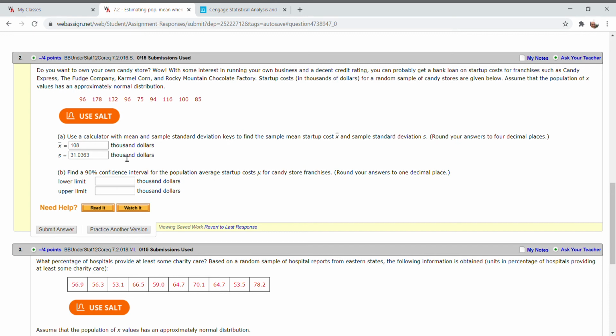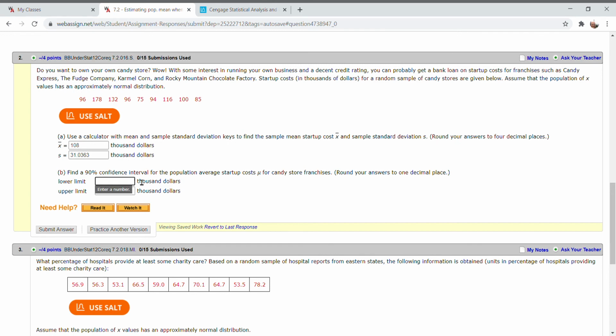Okay, so let's make this E calculation. Capital E, or your maximal margin of error, is 1.8595 times 31.0363 divided by the square root of 9, or 3. I get 19.237.